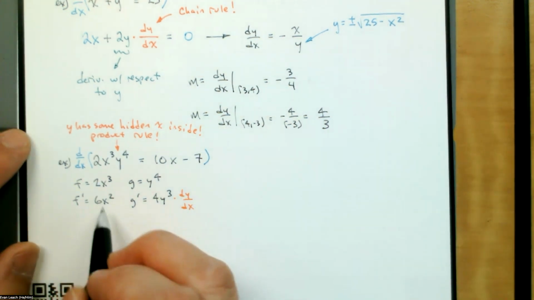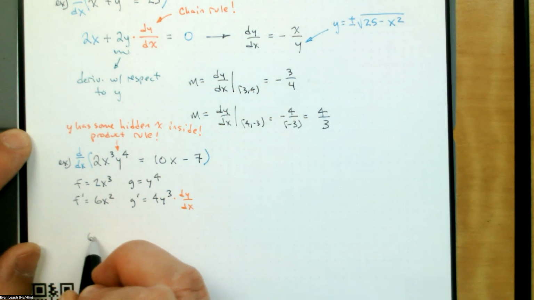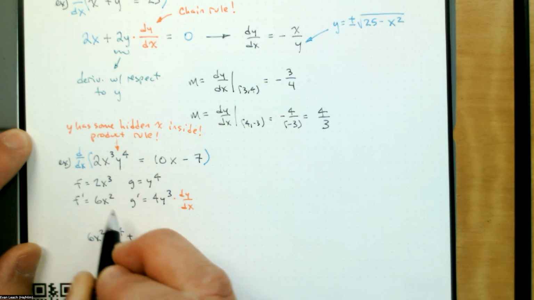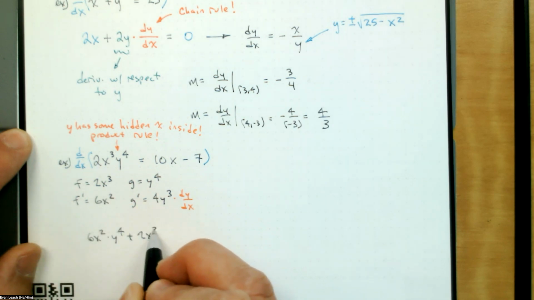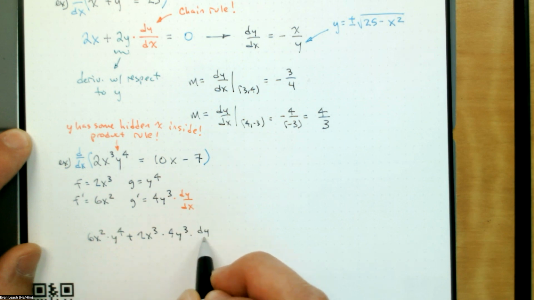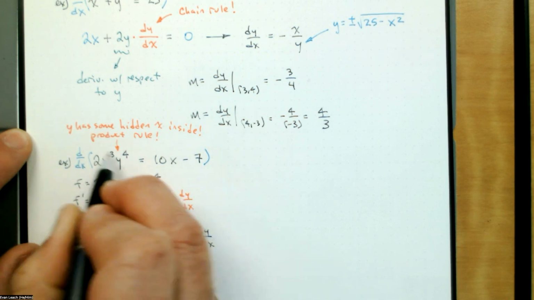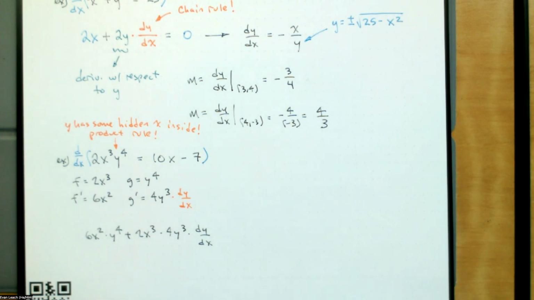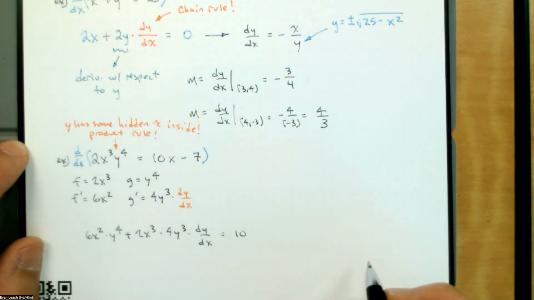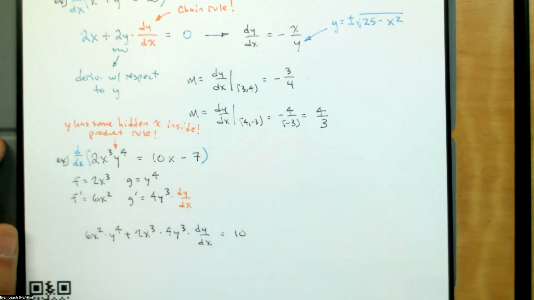So for this, I need the derivative of the first times the second plus the first times the derivative of the second. That's just on this left side. Then on the other side, the derivative of 10x with respect to x is 10, and the derivative of 7 with respect to x is 0.